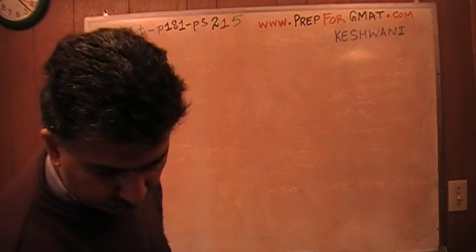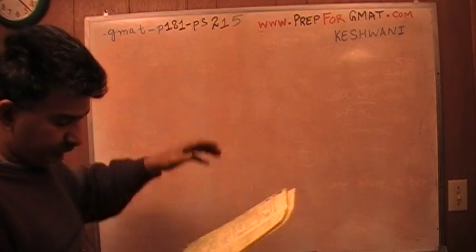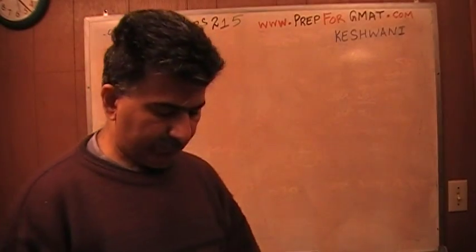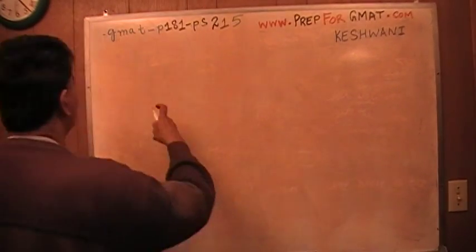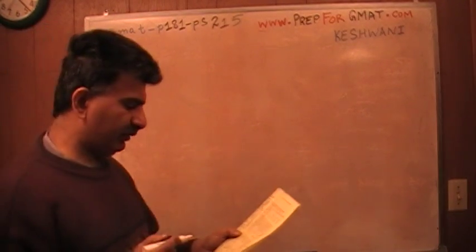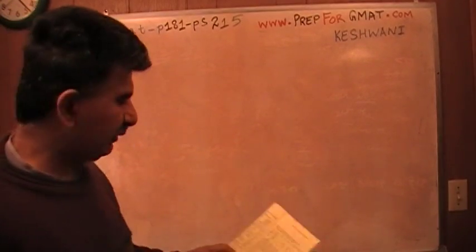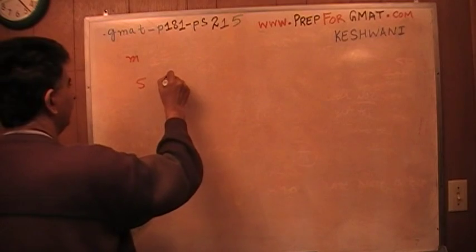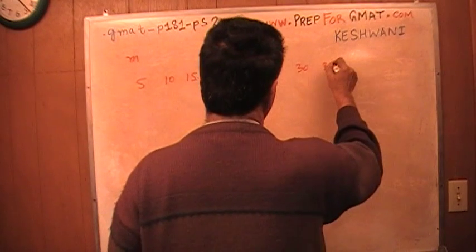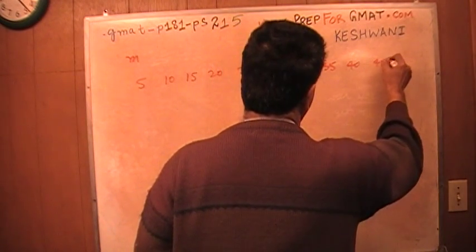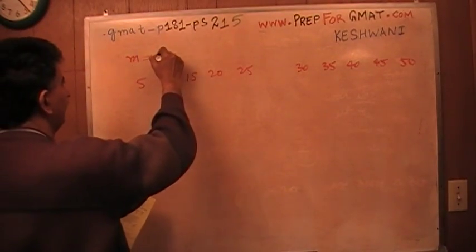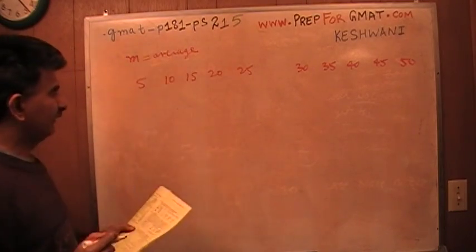Let's take a look at the problem that I'm about to solve. It's on page number 181, problem 215. It says, if m, the small m, is the average of the first 10 positive multiples of 5. So I'm going to give you the first 10 positive multiples of 5: 5, 10, 15, 20, 25, 30, 35, 40, 45, and 50. These are the first 10 positive multiples of 5, and m is the average. We have to figure out the value of m, the small m.